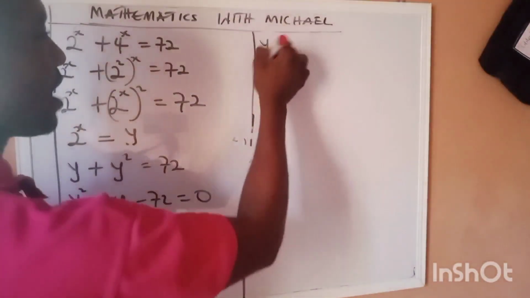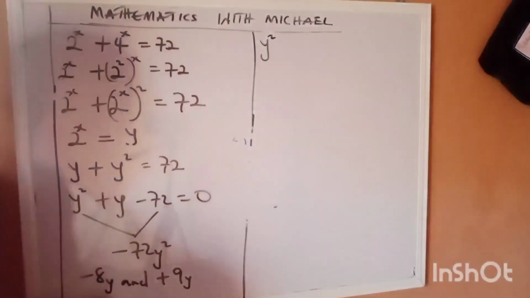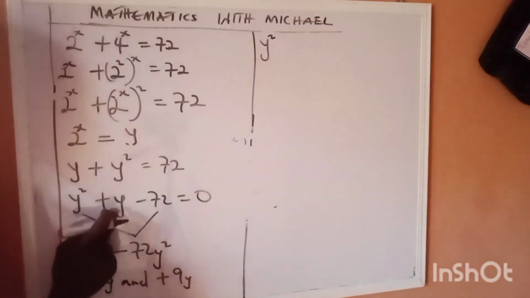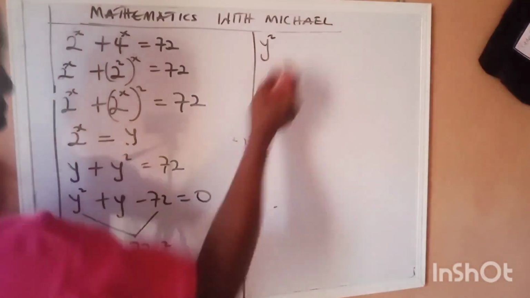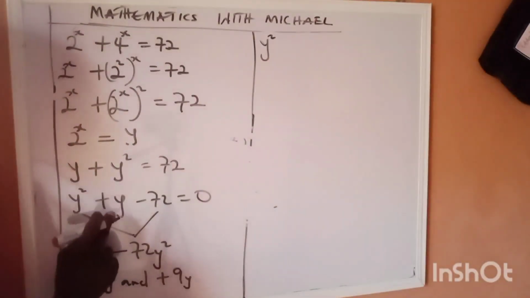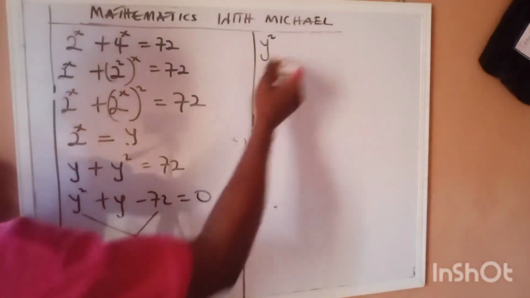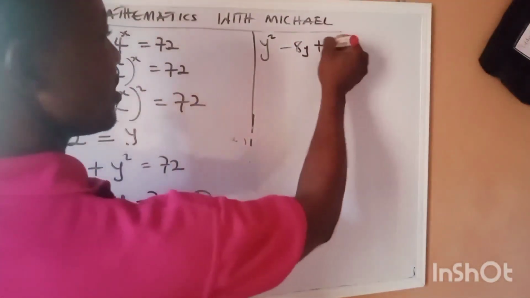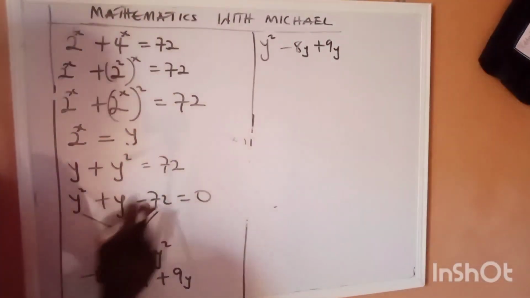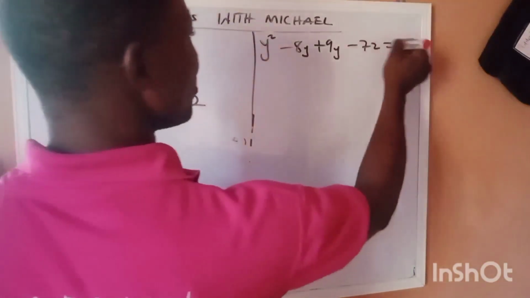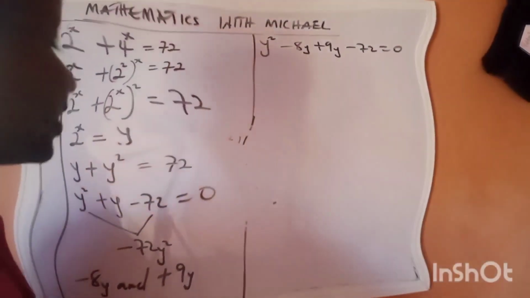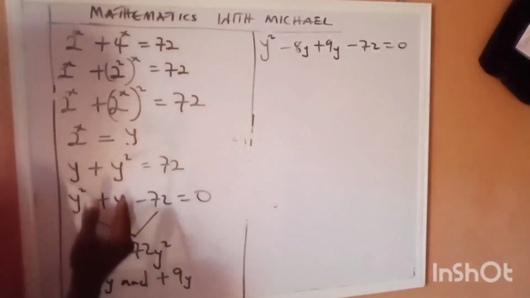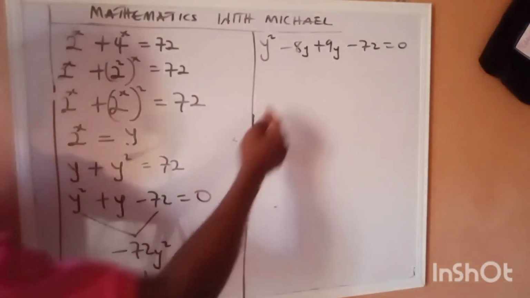So I will have y squared. Instead of writing plus y now, since 9 minus 8 will give me positive y, I will represent these two numbers instead of writing this y, positive y. So I will have minus 8y and plus 9y. Then I will have my minus 72 equal to 0. Don't forget that what I'm having here is still the same thing that I'm having here. I just simplified this positive y.